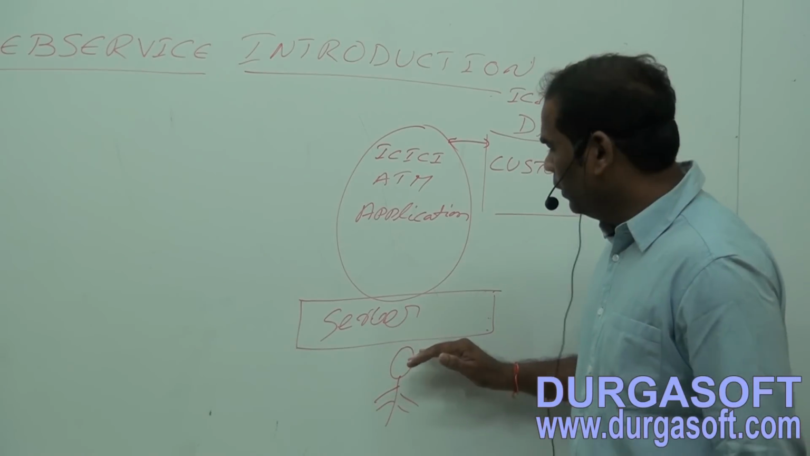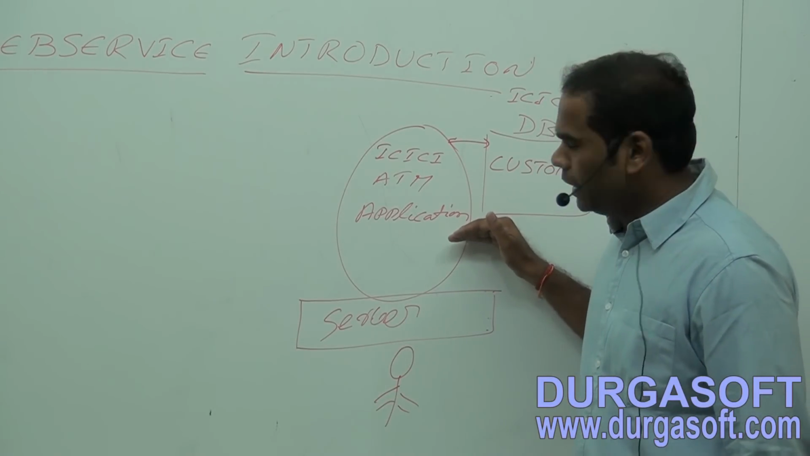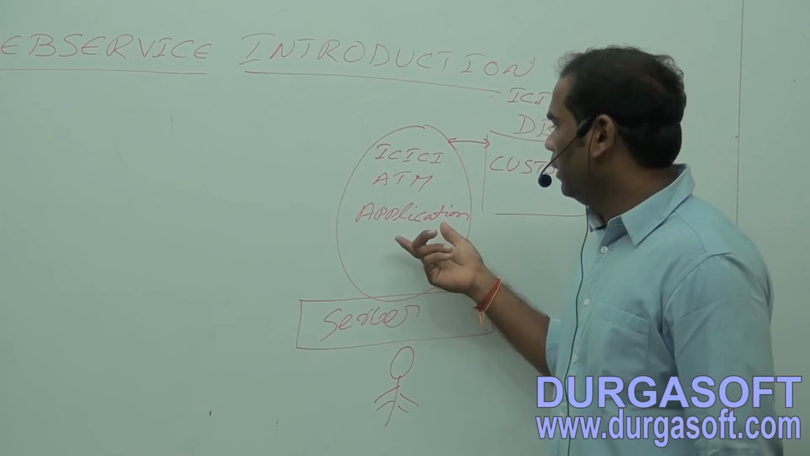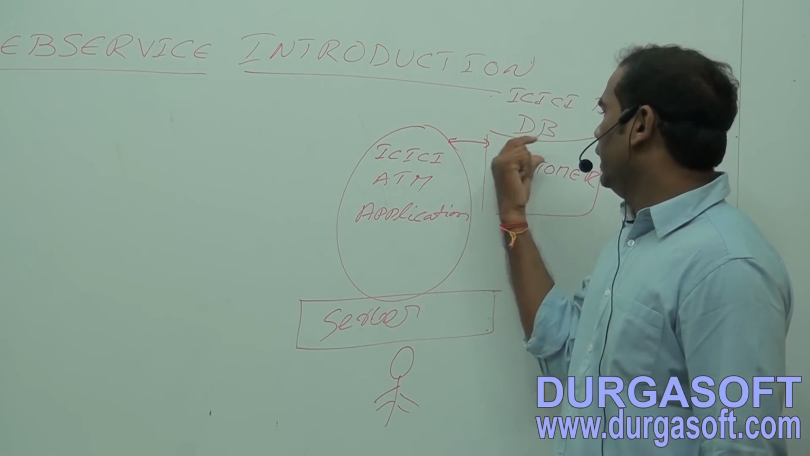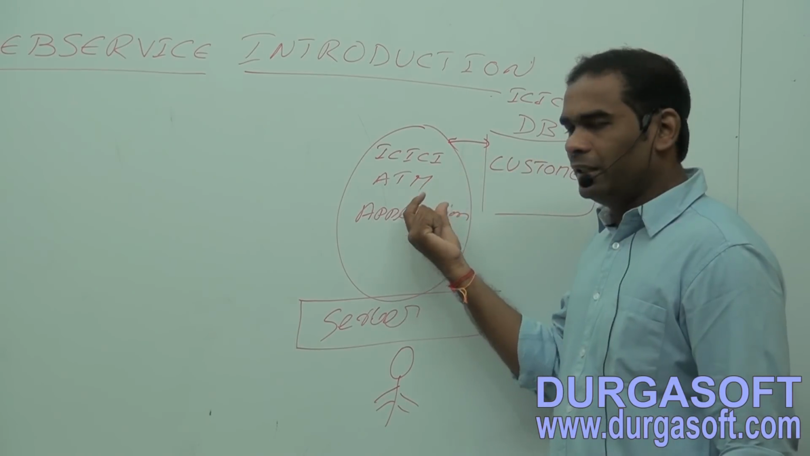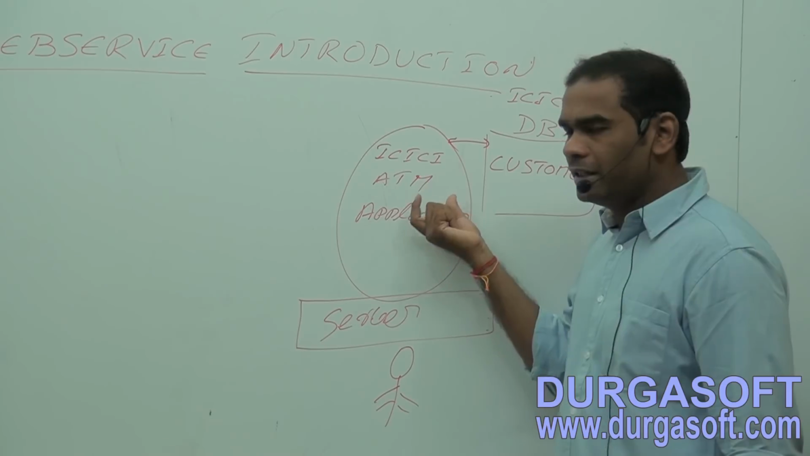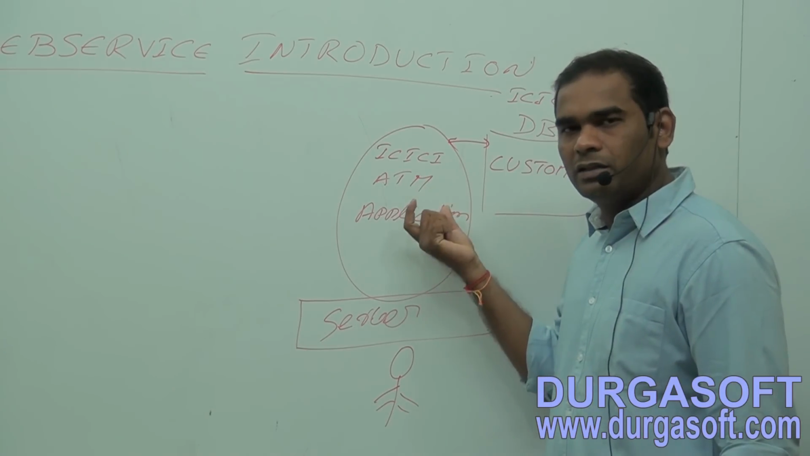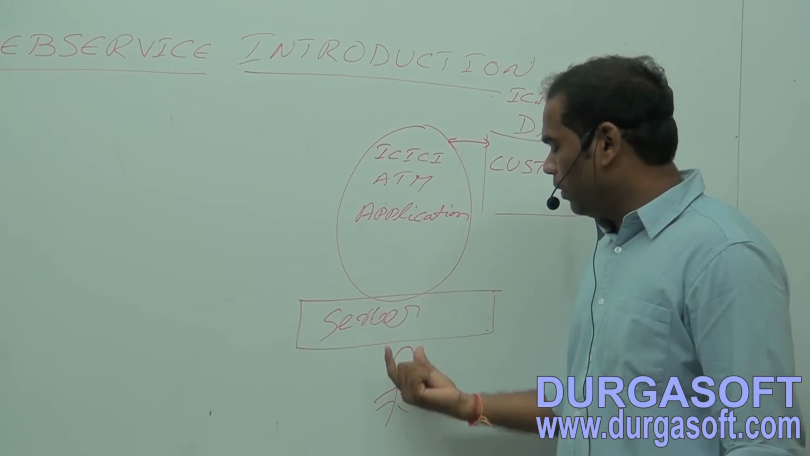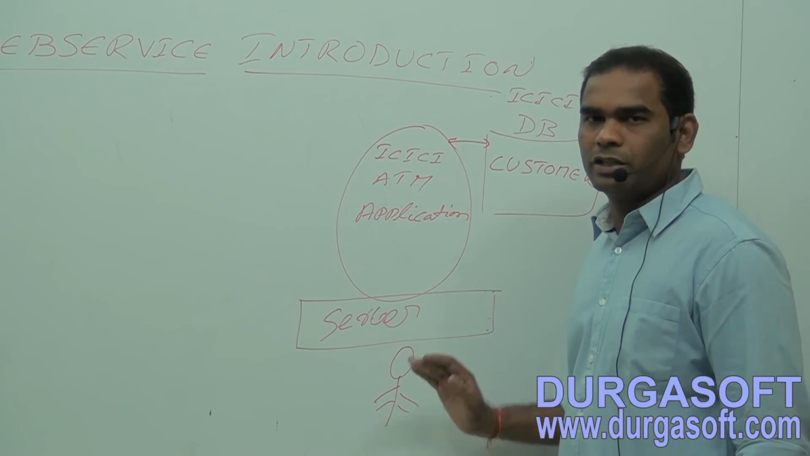the money, he will go to the nearest ICICI Bank ATM and insert the card. Based on the card number, it will pull the details from this database and verify whether this customer is a valid customer, and whether he has sufficient balance. If he has sufficient balance, it will provide the money to this ICICI Bank customer.